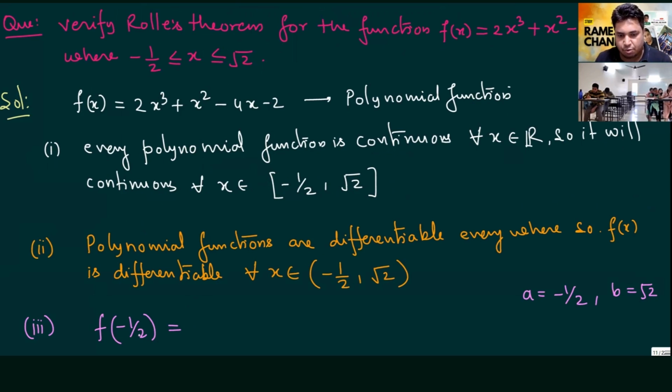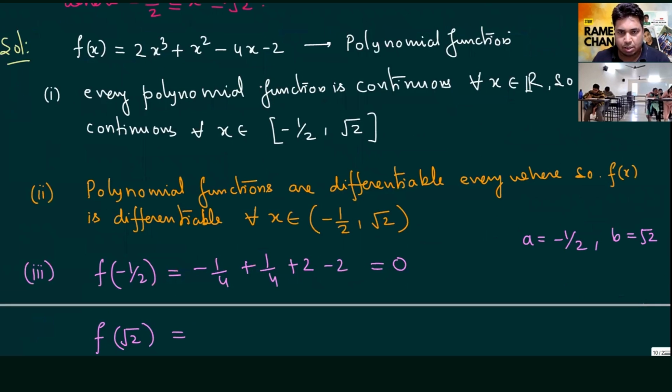Let's talk about f of minus half. It is coming out to be minus 1 by 8 into 2, so minus 1 by 4. And here it is plus 1 by 4. And in this situation, minus into minus is plus 2, and minus 2. It is coming out to be 0. Is that clear? Yes, sir. Now, what about f of root 2? We need to calculate. Zero, sir. So you need to take the value from here, if we apply x equal to root 2 here.